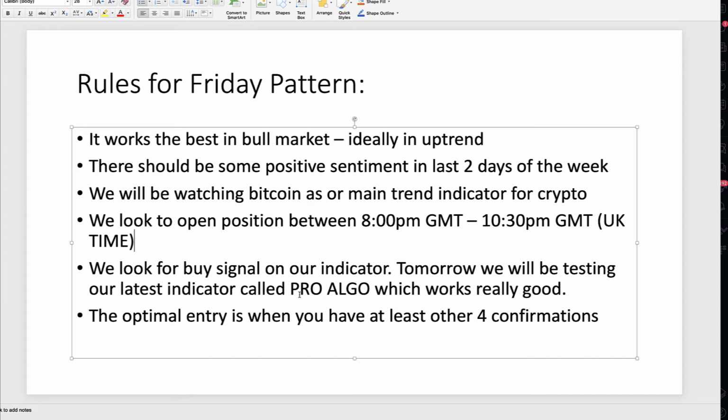So we look for a buy signal on our indicator. Tomorrow we will be testing our latest indicator called Pro Algo, which works very well. I will give you a link later where you can download it and add it to your TradingView, and you have a one-day trial, so you can check it for yourself tomorrow. The optimal entry is when you have at least 4 confirmations, and I will explain briefly what you have to look for.